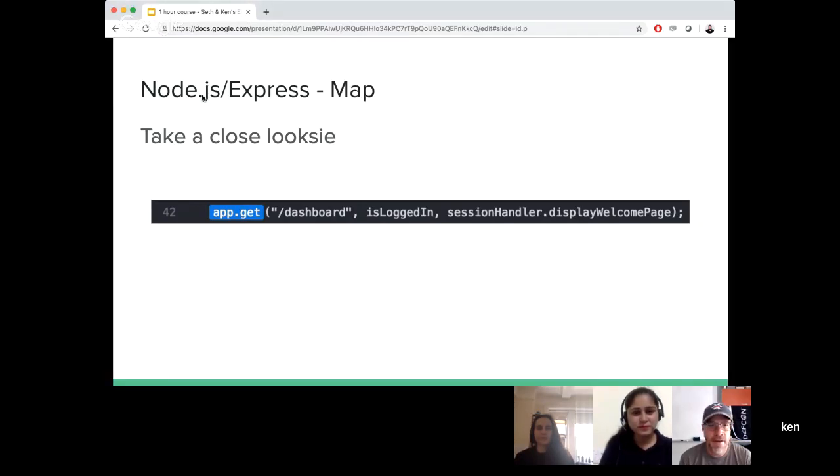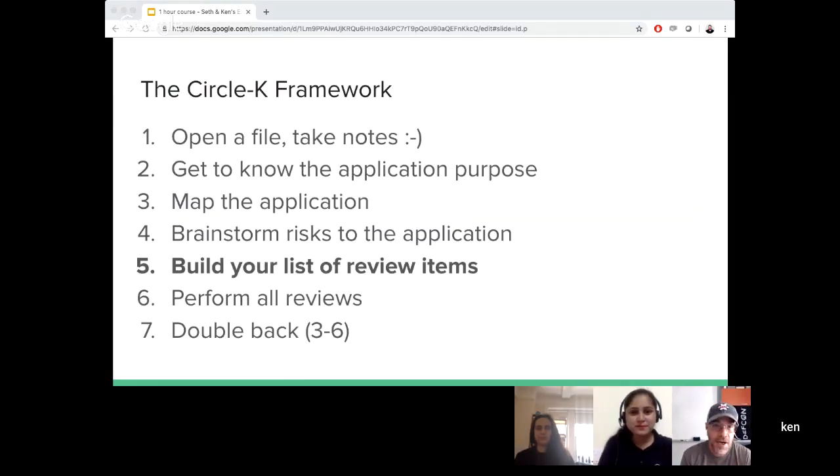Just as an overall, hey, this is what you've got to do with a code review. I know we've been through a lot, and we spent a lot of time talking about the different portions of the framework itself. But realistically, this is what we're going back to: you've got a process, you've got a file, and a standard that you're using in your code review. The first thing you want to do is get to know the application purpose. You want to map out the application.